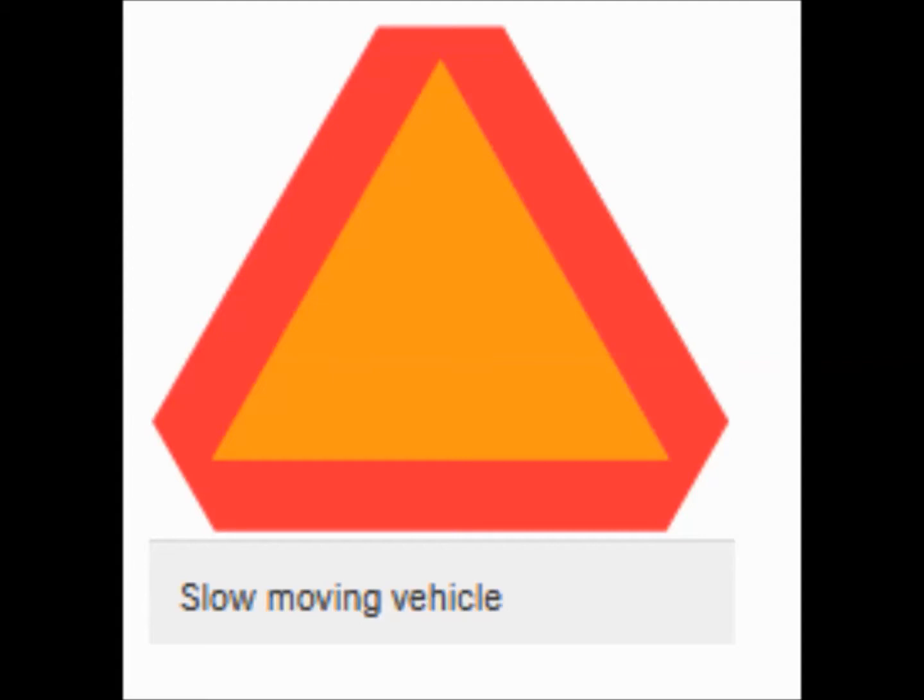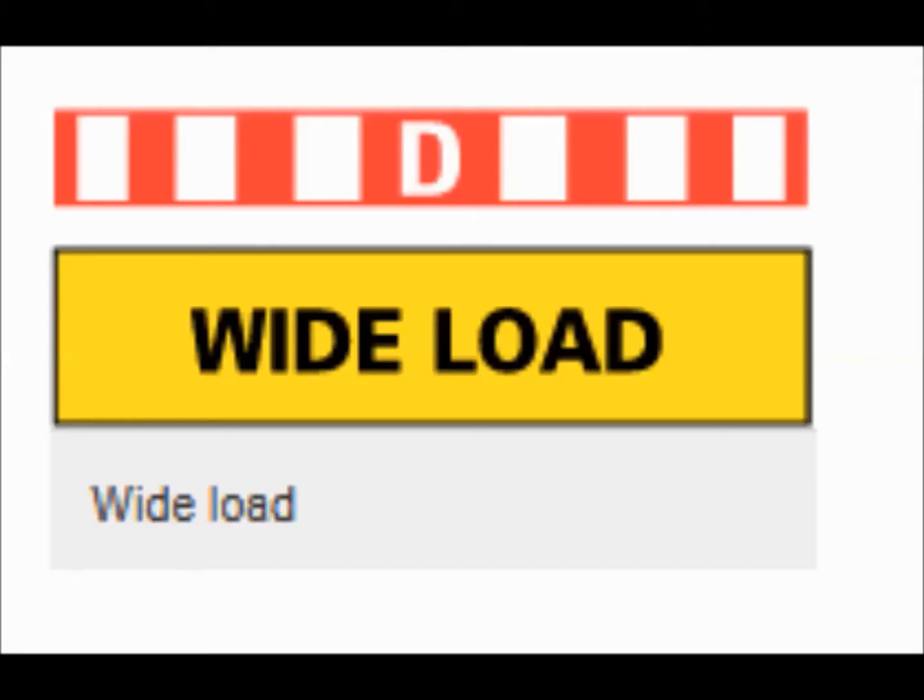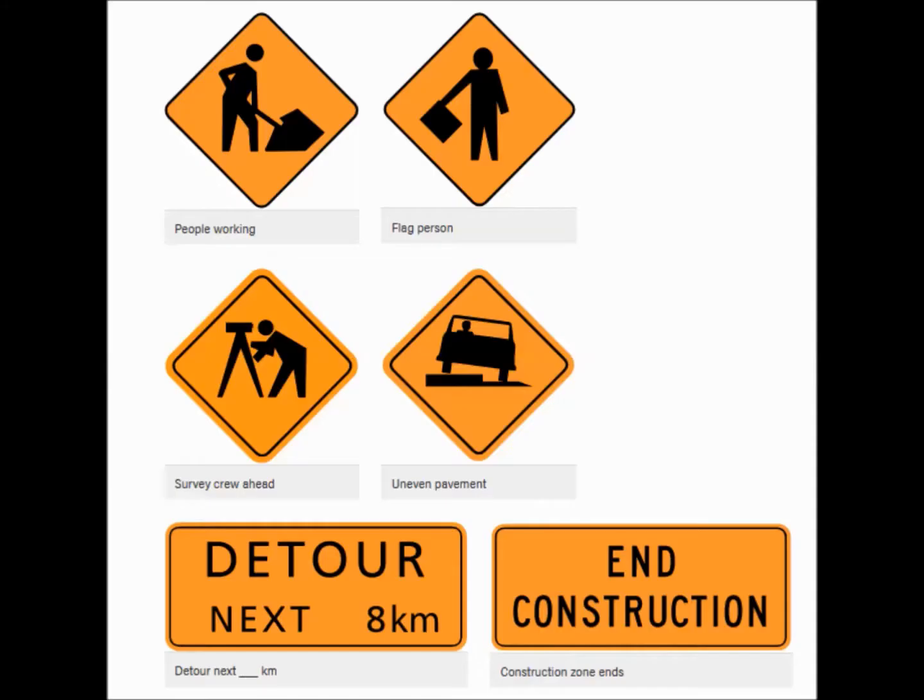End image description. Oversized loads. This sign indicates a wide load is being transported. Use caution when passing vehicles displaying this sign. Image descriptions. A rectangle with red and white stripes and the white letter D in the center. Below it, a yellow rectangle with a black border with the black lettering Wide Load and ID. Construction.